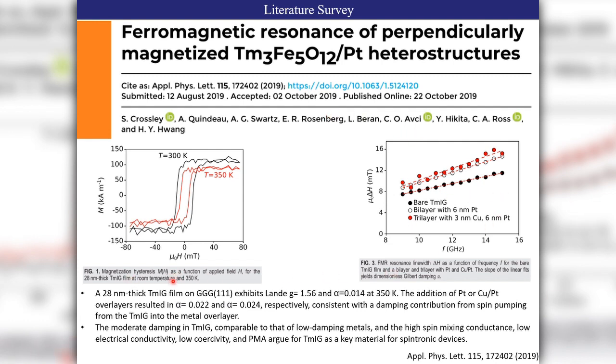Interestingly, this 25 nanometer thick film was showing PMA and exhibiting damping of 0.014 and a Rayleigh factor of 1.556 at 350 Kelvin under FMR conditions, which is quite close to literature reported values. Well, addition of platinum or copper platinum overlays resulted in enhancement of the damping contribution, which is obviously due to spin pumping. Also, the low damping, high spin mixing conductance, low electrical conductivity, and low corrosivity with PMA make TMIG a key material for spintronic devices.